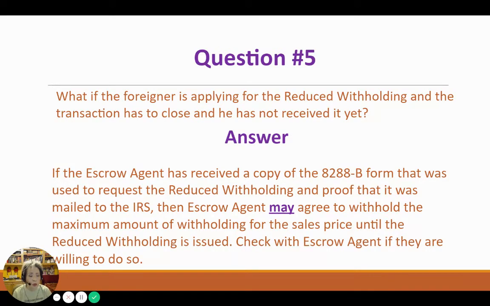You should check with the escrow agent if they are willing to do so, because it's not an automatic thing. As I said in part 1, it's always better that the escrow agent is holding the 10 or 15%, and not send it to the IRS for the IRS to hold it. Because if the IRS holds a 10 or 15%, they may not even qualify you for a reduced withholding.